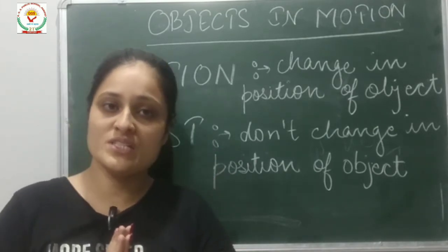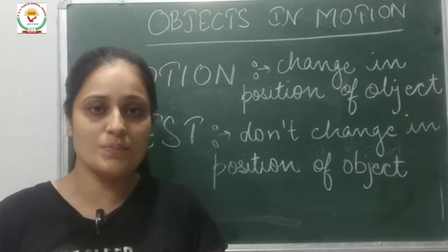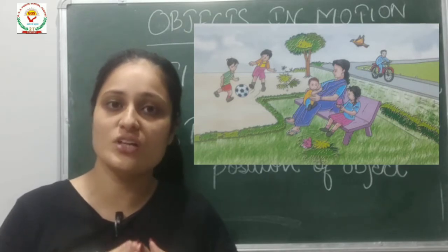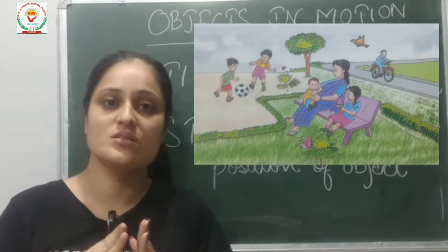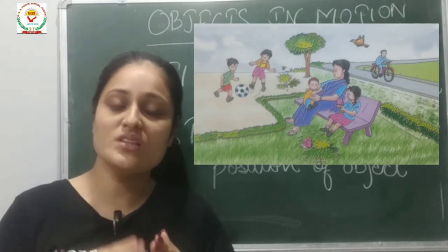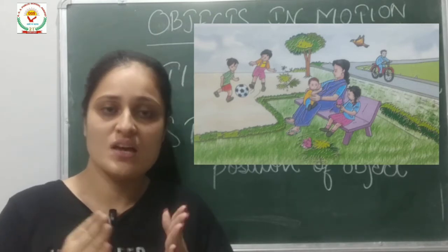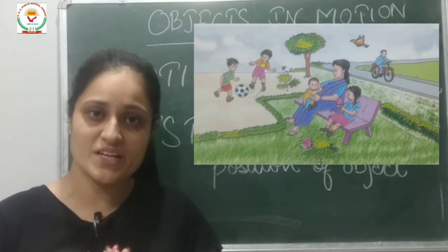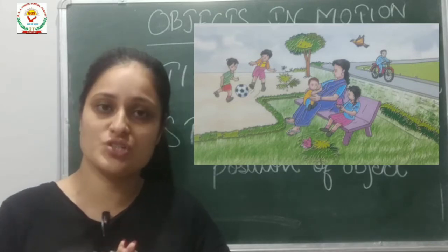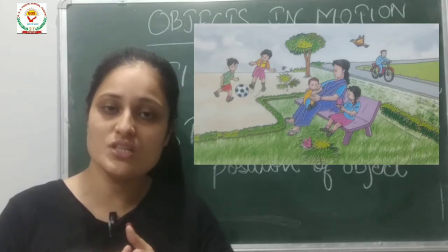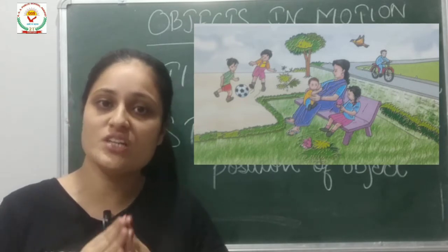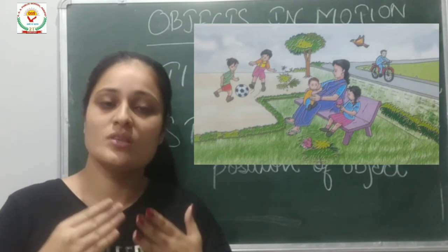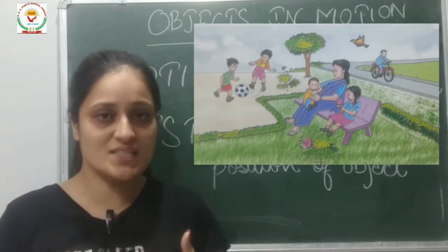Now, we will study these two terms with the help of an example. As you can see in the image, a boy is cycling on the road, so he is in the state of motion with respect to the trees, grasses and three persons sitting on the bench, who are at rest. So why are they at rest? Because they are not changing their position with respect to any other object. So their position is at rest.